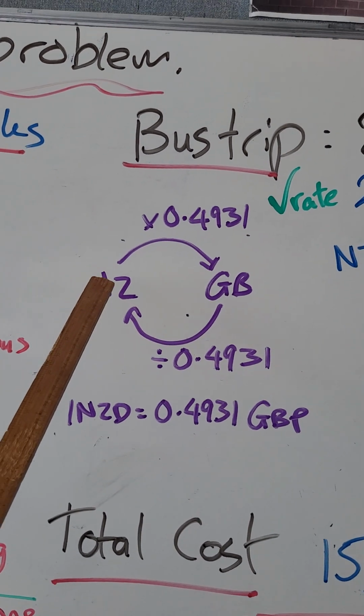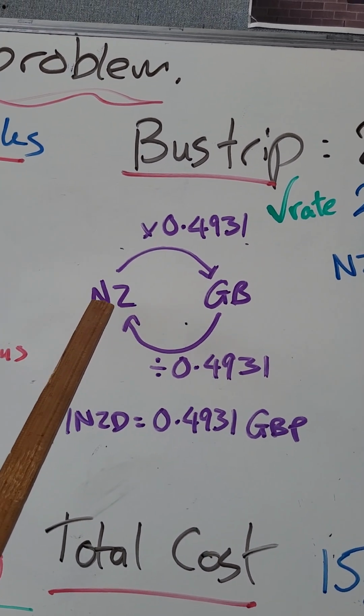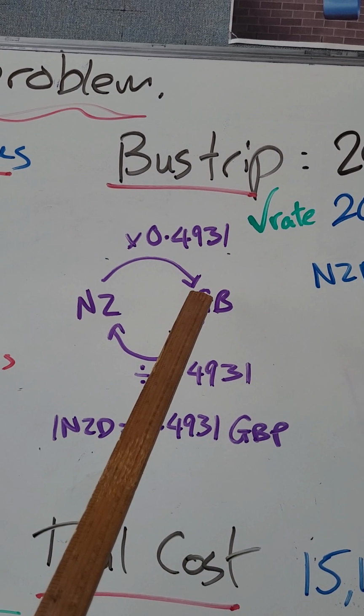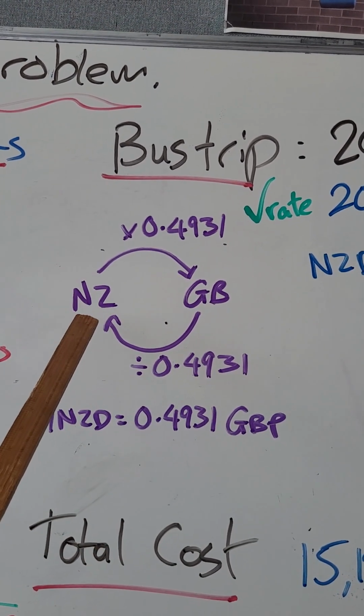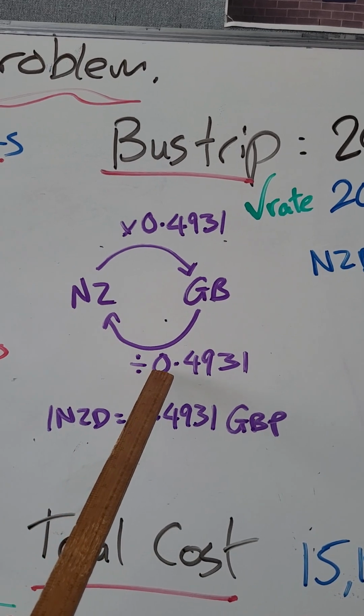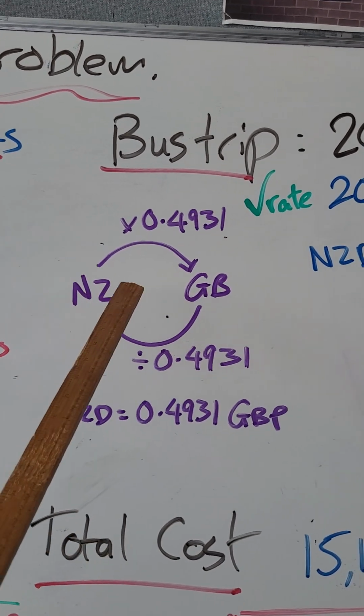So whenever we're doing this kind of thing, we want to write it like this. New Zealand to Great Britain, we multiply it by that. We're going the opposite, Great Britain to New Zealand dollars, because that's what we want to know. So we're going to divide it by that. So that's what we're doing. We're doing it that way.